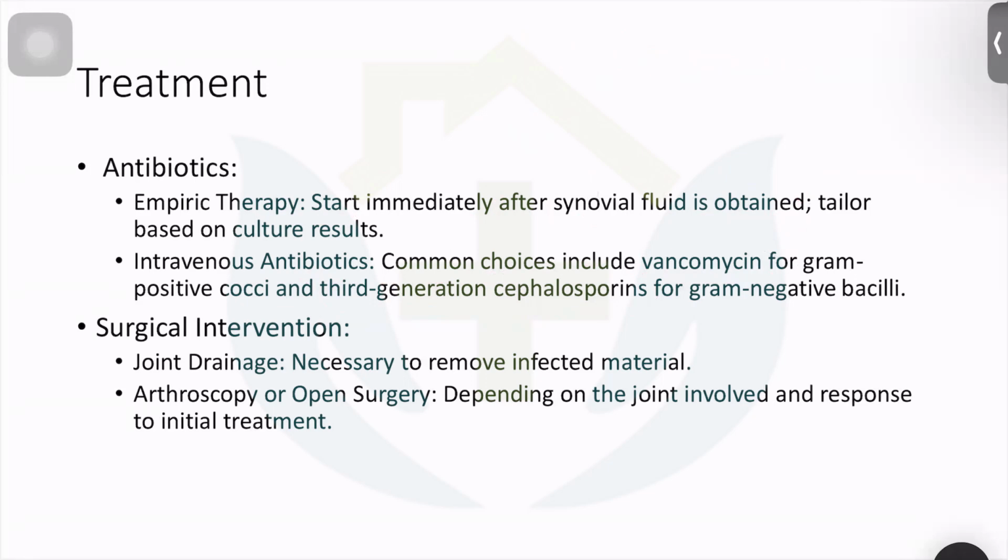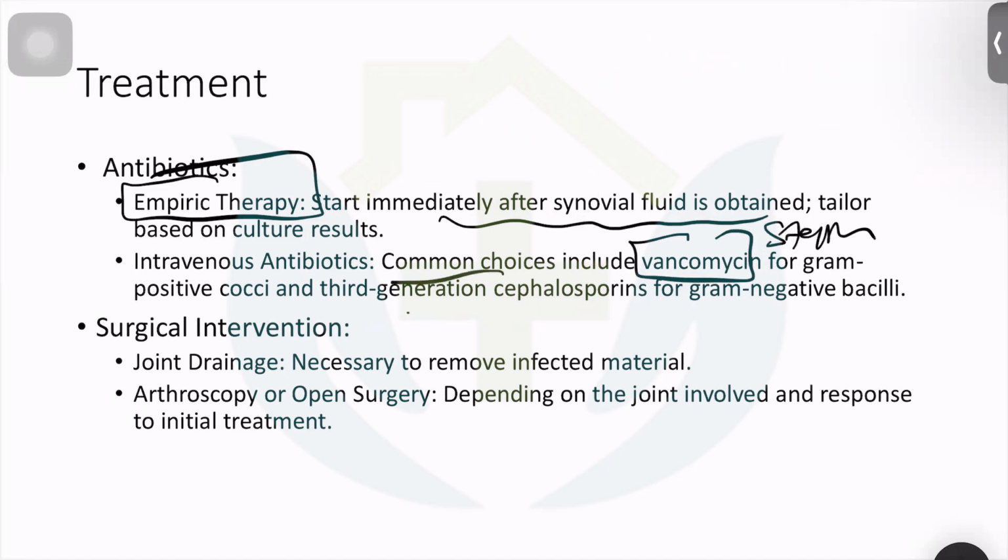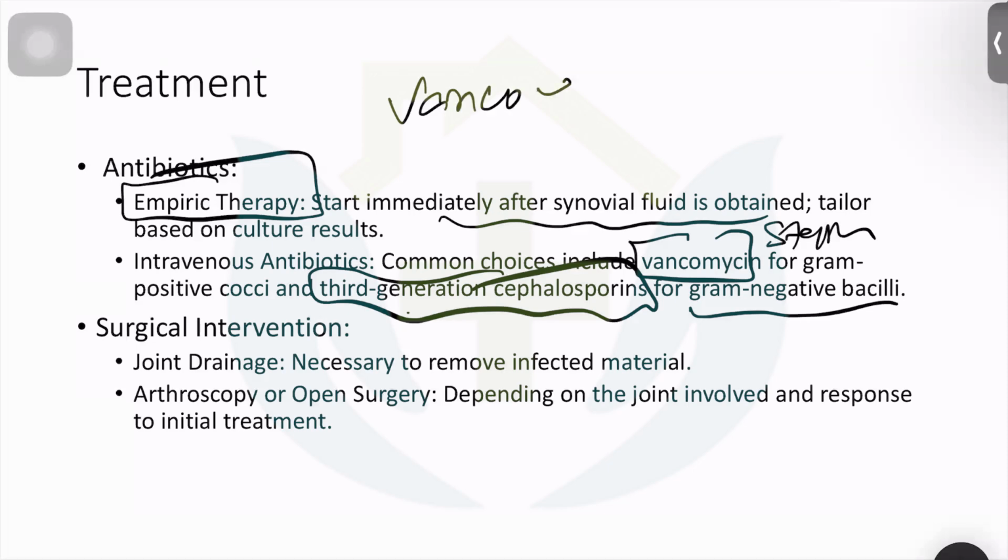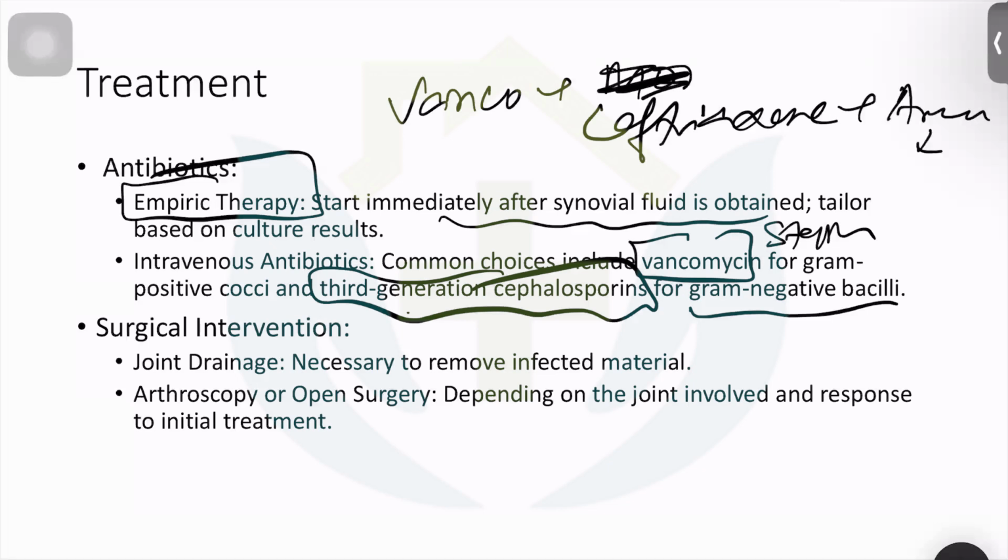Two types of therapy, empiric and definitive. Immediately start the antibiotics. What antibiotics? Vancomycin for staph and third generation cephalosporin for gram-negative. This is the usual combination. Vanco plus ceftriaxone. Plus aminoglycosides can be added, that is amikacin or gentamicin.